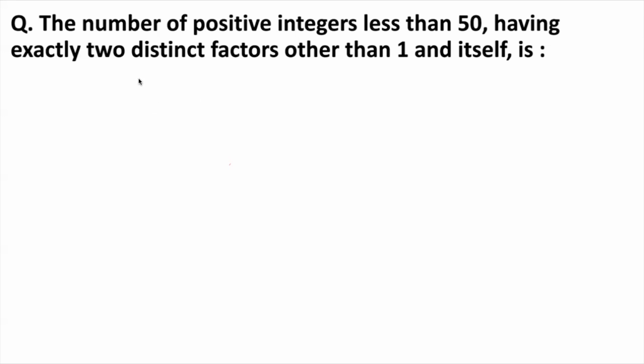Basically, we want numbers that have exactly four factors, right? Okay, two distinct factors, one and themselves. So we want numbers which have exactly four factors.